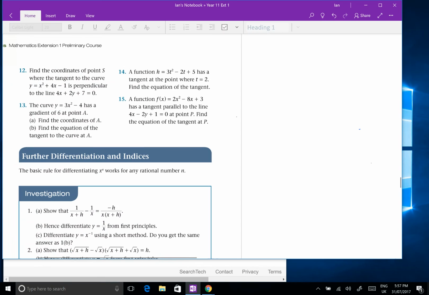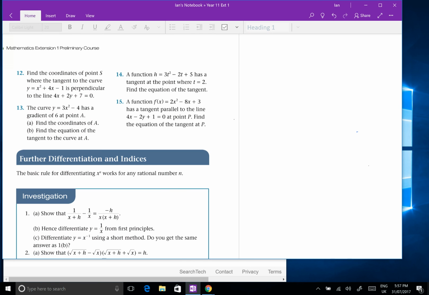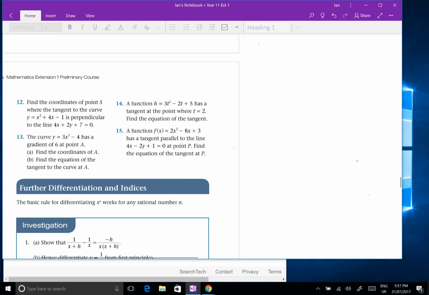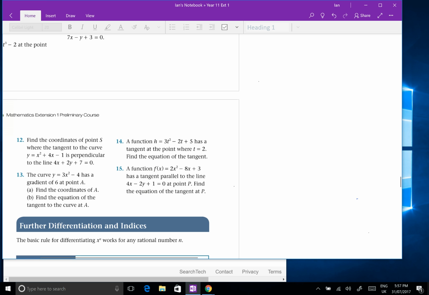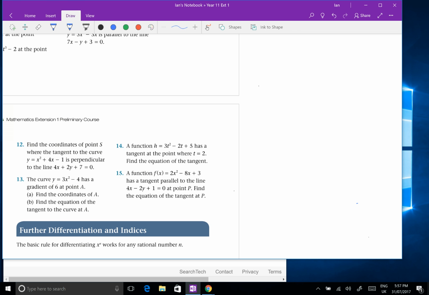Year 11, I'm just going to quickly finish off the last two questions from exercise 8.6, which was the tangents and normals, equations of tangents and normals to curves. So let's have a look at question 13.